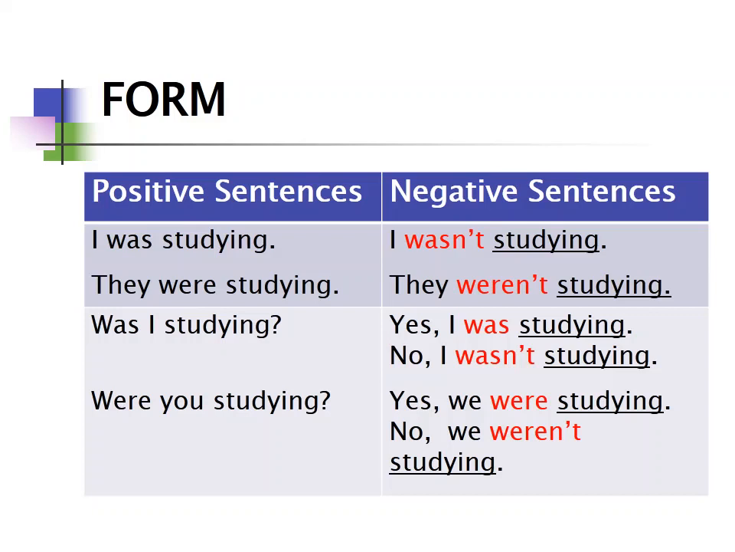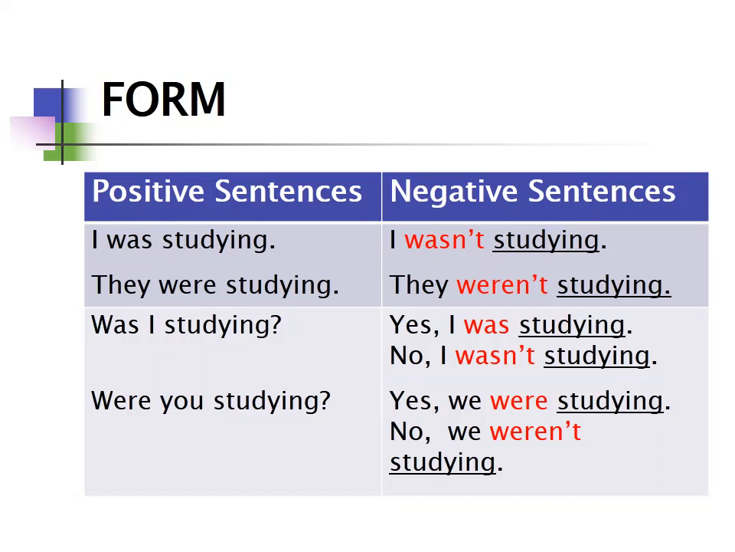And in the negative sentences, you simply add not. And in this case, we usually contract them. So it becomes I wasn't studying, they weren't studying. But of course, you can say I was not studying. It's just a native English person would prefer the contraction. I wasn't studying, they weren't studying.